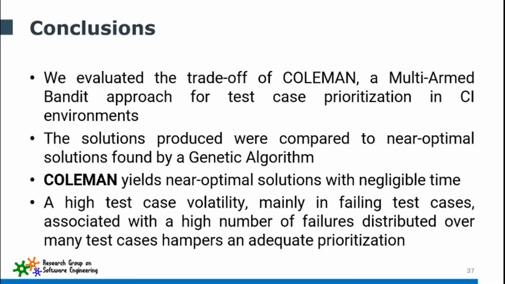In summary, this work evaluated the trade-off of COLEMAN, a multi-armed bandit approach for test case prioritization in CI environments. The solutions produced were compared to near-optimal solutions found by a genetic algorithm. COLEMAN yields near-optimal solutions with negligible time. A high test case volatility, mainly in failing test cases, associated with a high number of failures distributed over many test cases hampers adequate prioritization. Such a difficulty makes the problem hard, even for genetic algorithms that took a lot of time to execute.